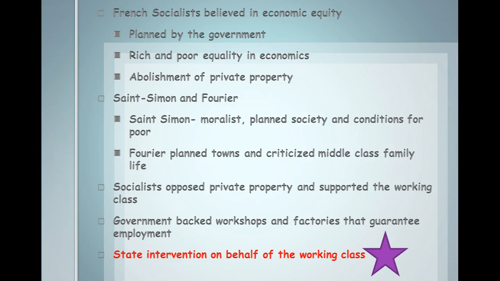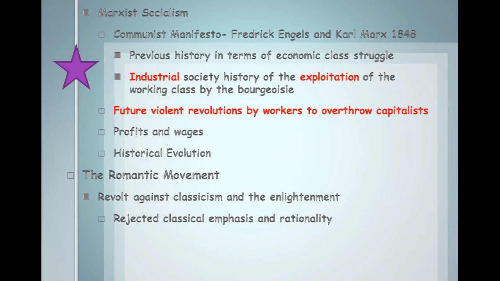And the French socialists, and we need to be very careful here, French socialists believed that there should be an intervention on behalf of the working class. This is really where we're going to get into a difference between it and Marxist socialism. Hang on to that thought. There'll actually be a slide that spells that out here in just a moment.